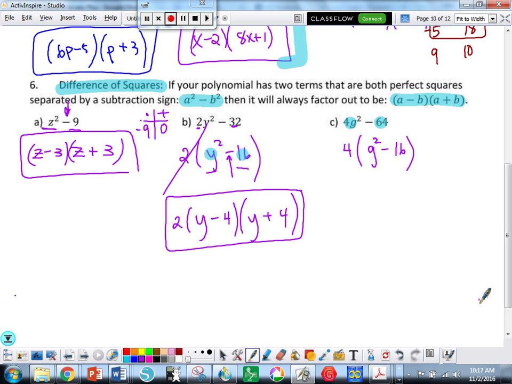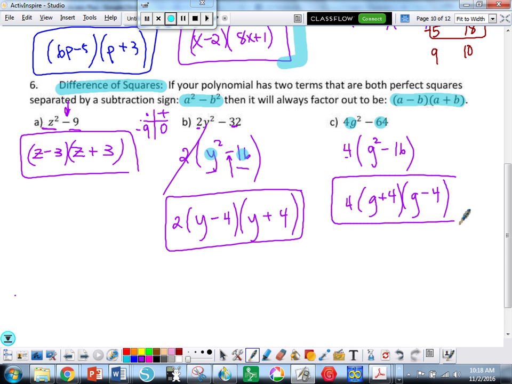So look for perfect squares. It makes the problem faster. G what? Plus 4. G what? Minus 4. And where does this leading 4 go? Outside and inside. Okay, that is the end of part 2.